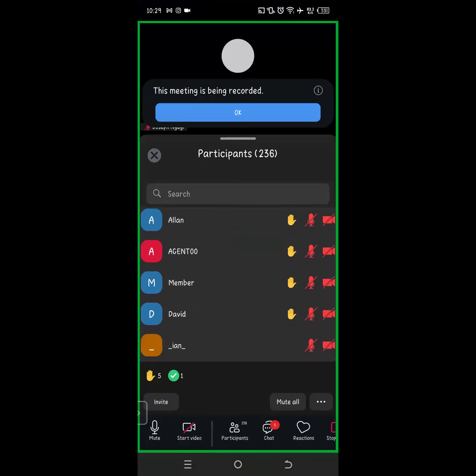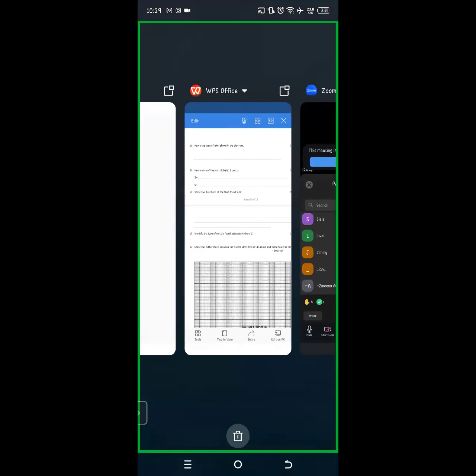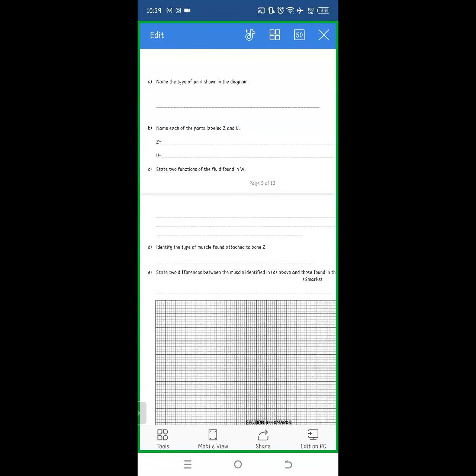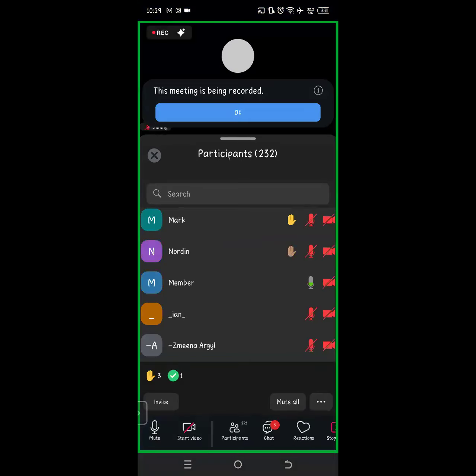So the same hands every time. Yes, member, you can unmute and speak. Skeletal muscles. Skeletal muscles. So apart from skeletal muscle, member, what other types of muscles do we have in the body? Visceral muscles. So we have the smooth muscles and the cardiac muscles.